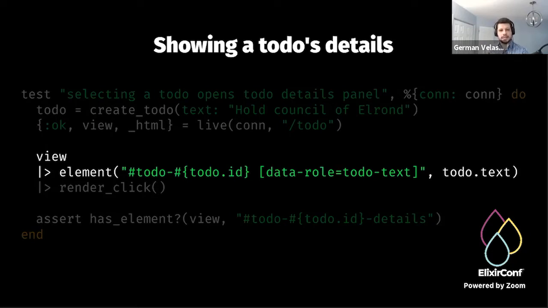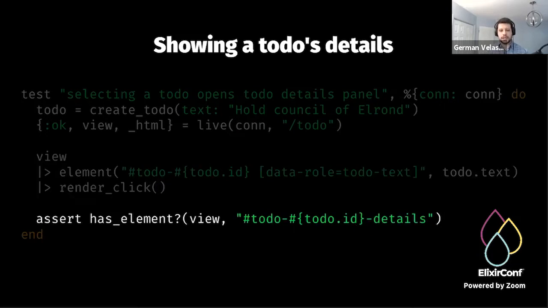And we're going to target the text itself, right? That's why we're passing that text filter. And we're going to click on that text. And then we want to make sure that in our view, we have this details panel open. So we're looking for an ID with to-do, the to-do's ID, and the details. Now, we're only testing the behavior from LiveView's perspective here. We're not making assertions about the component itself. I like to test that in the component test because that's its responsibility.